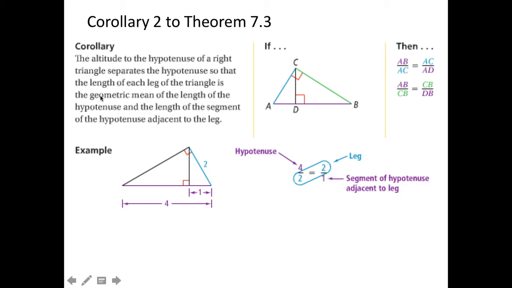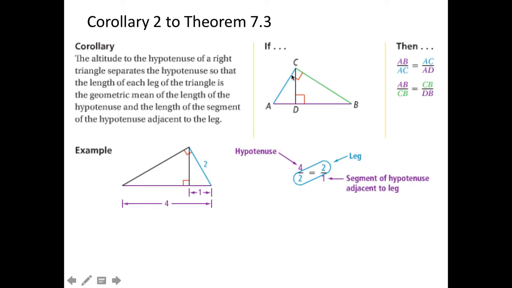Here's the next corollary. The altitude to the hypotenuse of the right triangle separates the hypotenuse, so the length of each leg of the triangle is the geometric mean of the length of the hypotenuse and the length of the segment of the hypotenuse adjacent to the leg. Now, this is a lot of wording, and we will practice this more in class, but I want us to write this down now so we can just do straight practice, and we will talk about it more.